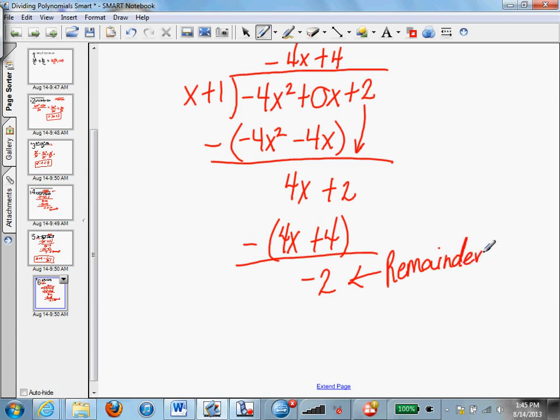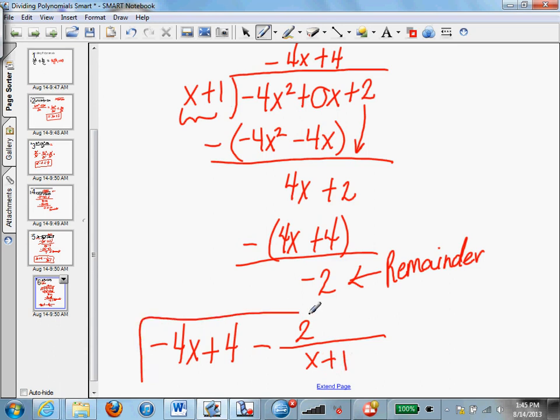You could either say the solution is negative 4x plus 4 with a remainder of negative 2, or you can write it as negative 4x plus 4, then write your remainder, negative 2, as a fraction with the numerator being the remainder, and for the denominator, you want to take what you're dividing by, which is the x plus 1 portion. And that will be the solution to that problem.